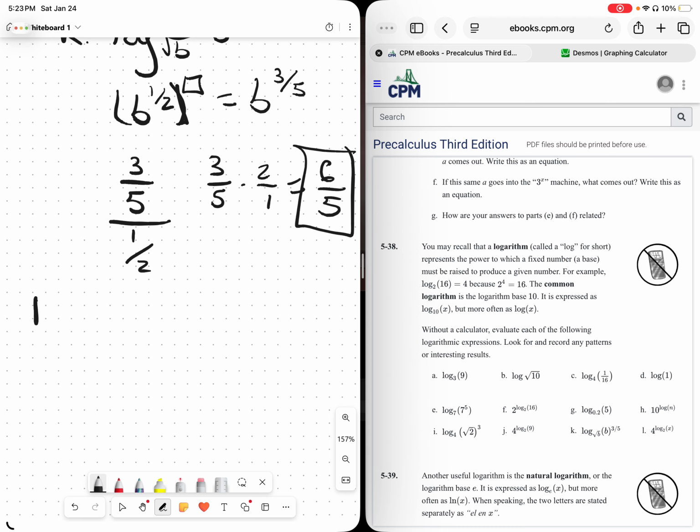And then the last one, L, right? 4 to the log base 2 of x. So again, 2 to the second, log base 2. These cancel. Again, this is an exponent. So this will be x squared.